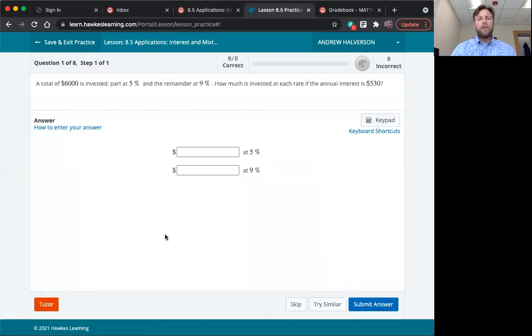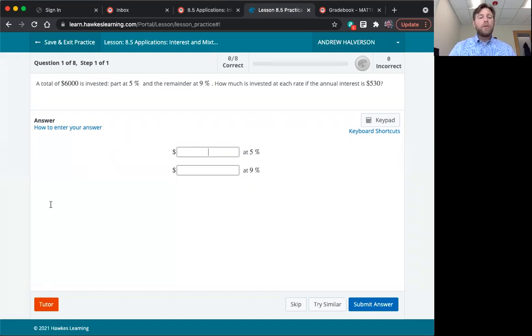Okay, so let me go ahead and do this problem here to show you. What we're doing in section 8.5 is what's called interest and mixture problems. And in the course of the process, you're always going to be doing two equations.